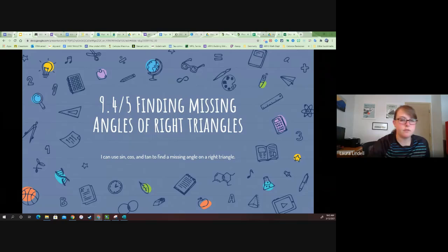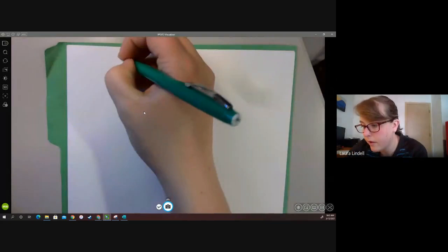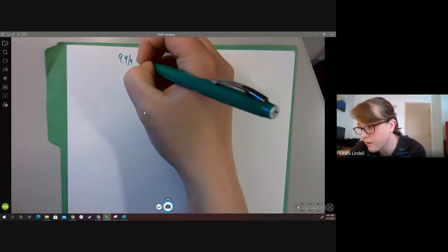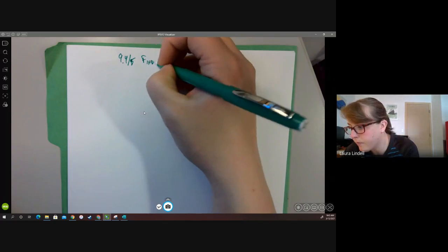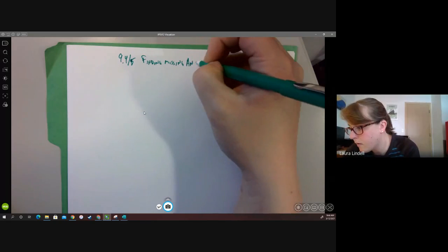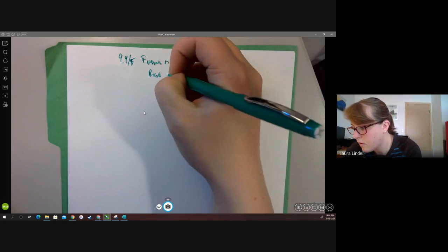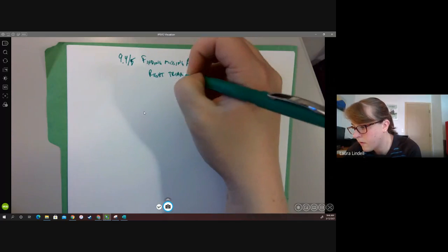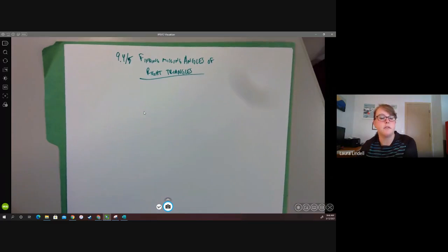So finding missing angles of right triangles today, following from yesterday's finding missing sides of right triangles. This is kind of day 3 of 9.4 and 5. Finding missing angles of right triangles.